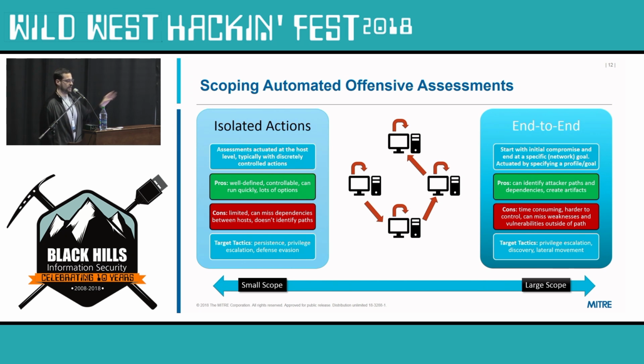Now there are advantages and cons to each. For isolated actions, these are very well defined, they're controllable. You say execute A, B, and C. It's very straightforward there. You have lots of options because you only need to say, execute these specific techniques. The target tactics, if you go back to the ATT&CK matrix, isolated actions are great for trying to do things for persistence, privilege escalation, and defense evasion. Things that are really constrained to that host level.